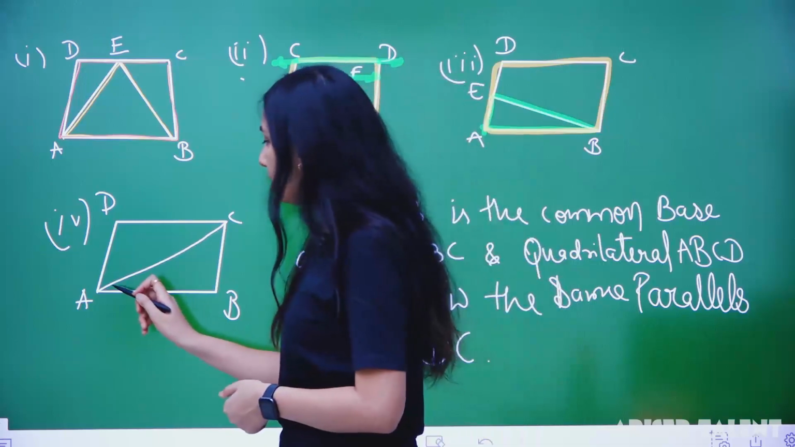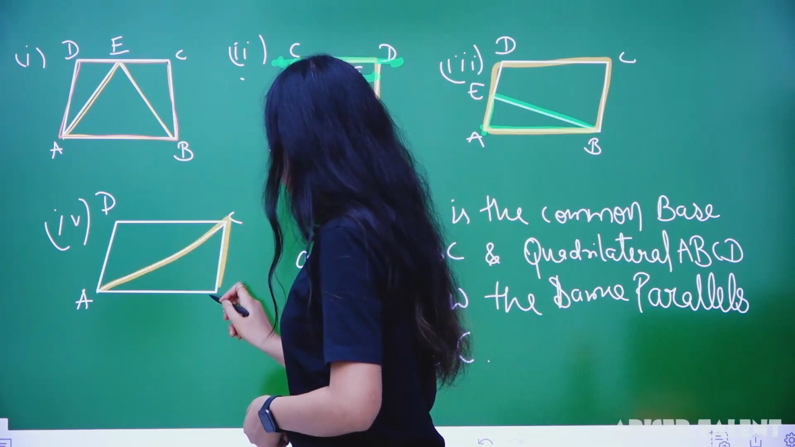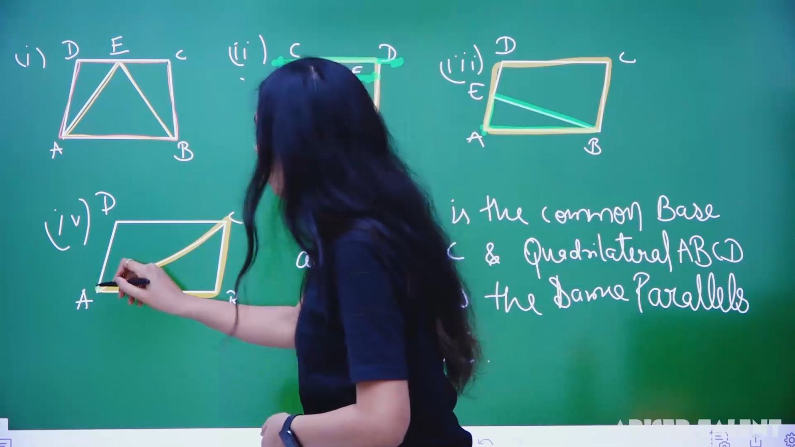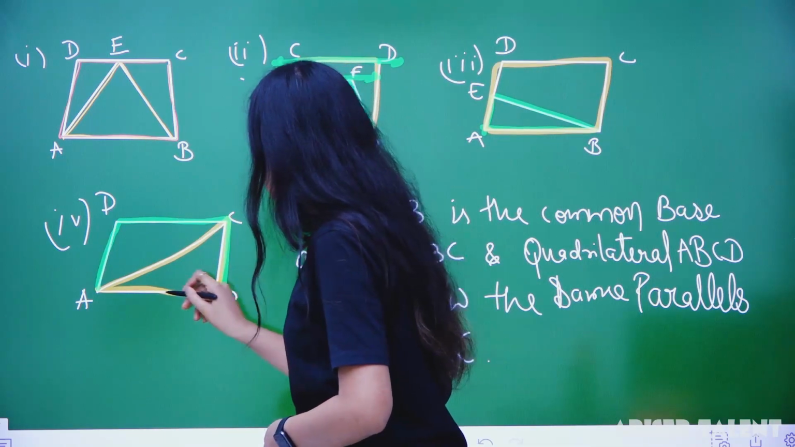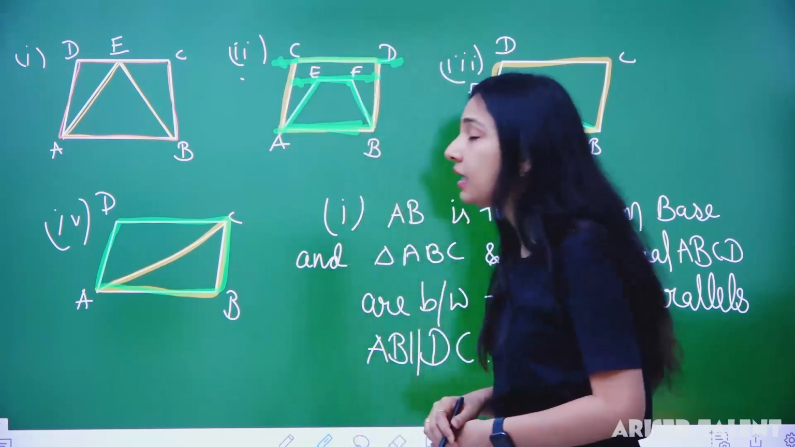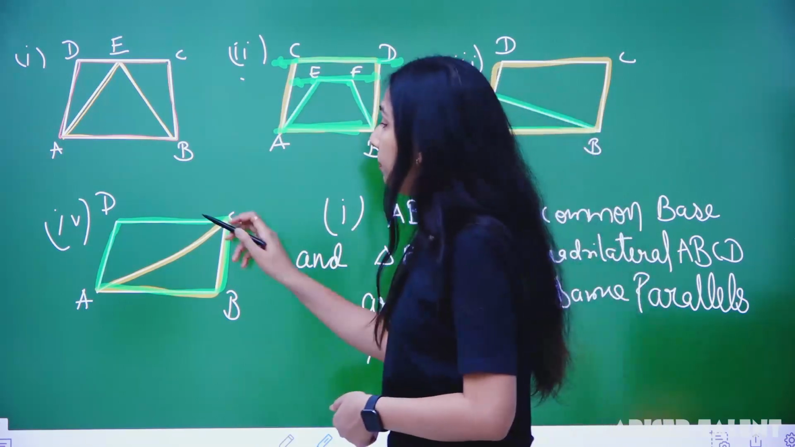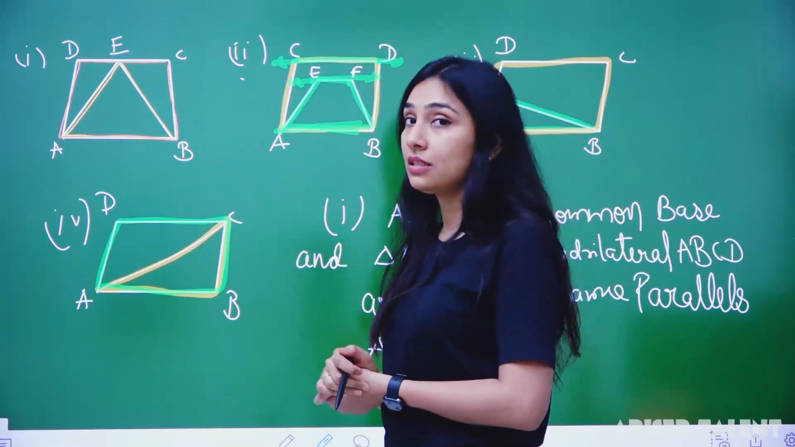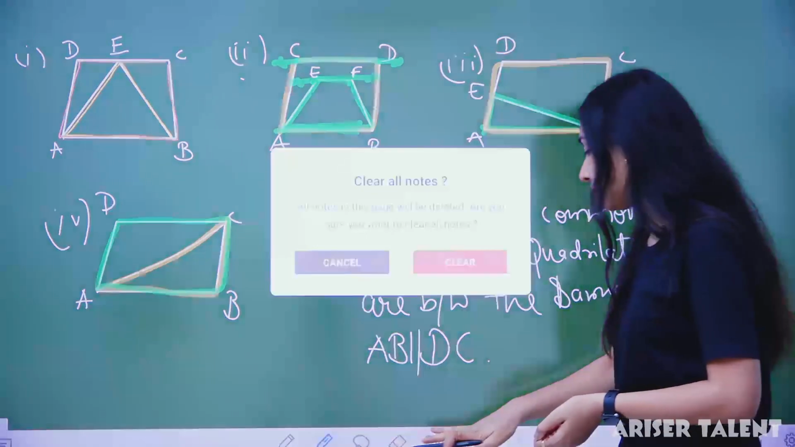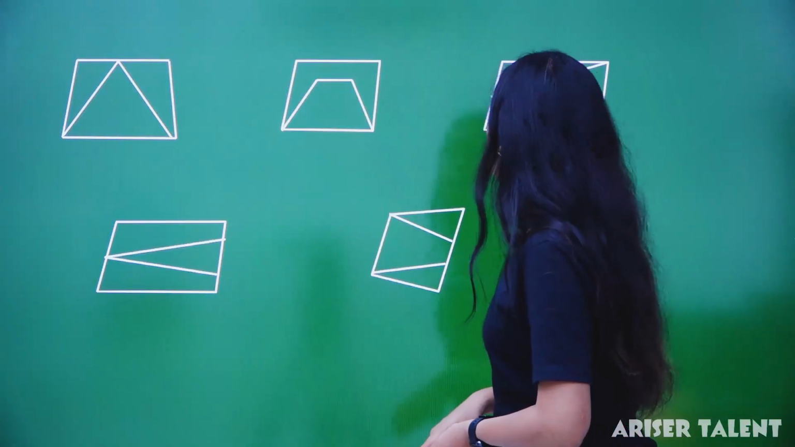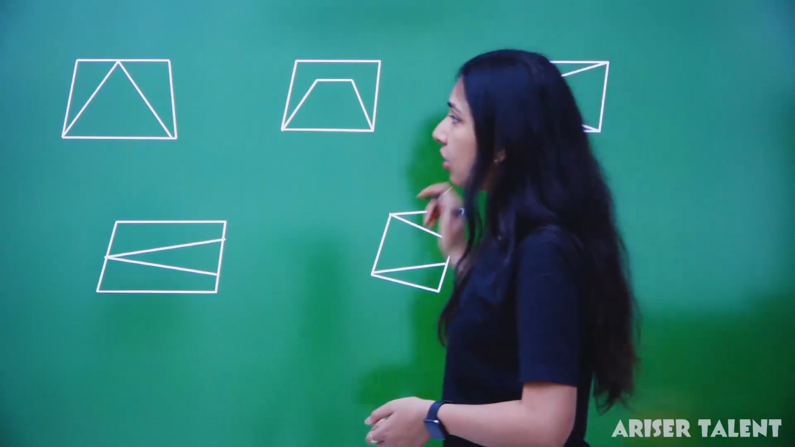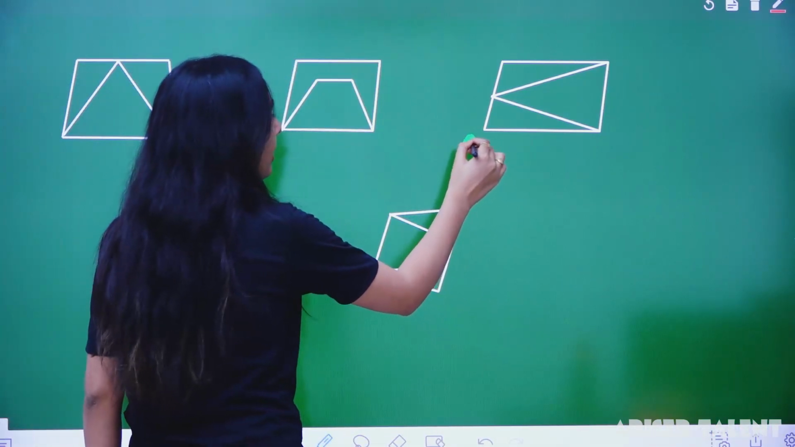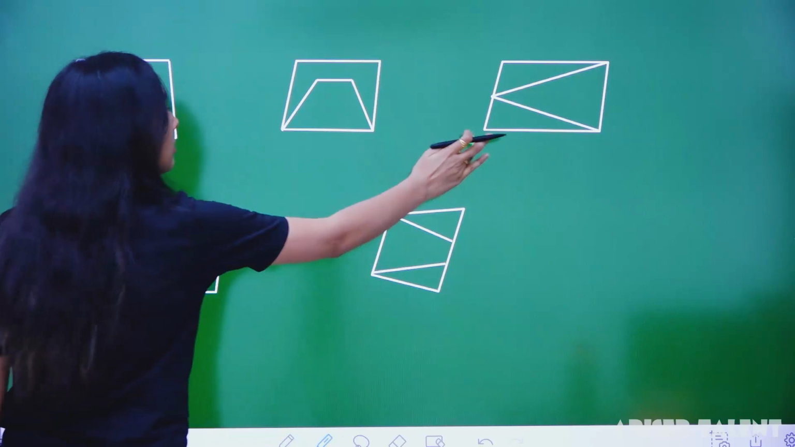Now if we talk about this fourth one, okay, this triangle ACB and this parallelogram ABCD are having the same base AB and are between the same parallels AB and DC. Okay, here AB is parallel to DC. Alright, okay. Okay, so if we talk about these figures, we can also name them like A, not by this.